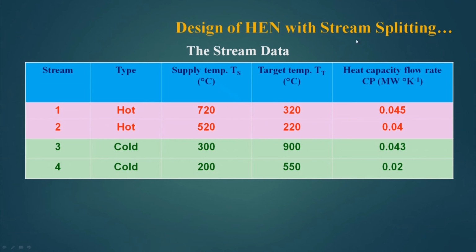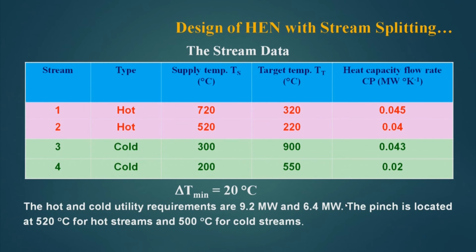Now, we see a second problem, which is called design of HEN with stream splitting. In the earlier problem there was no stream splitting, but in this problem we will see some stream splitting. Now, this is the stream data which will be used to exhibit the stream splitting. There are 2 hot streams, 2 cold streams, and the Cp values are this. The delta T minimum is 20 degree centigrade.